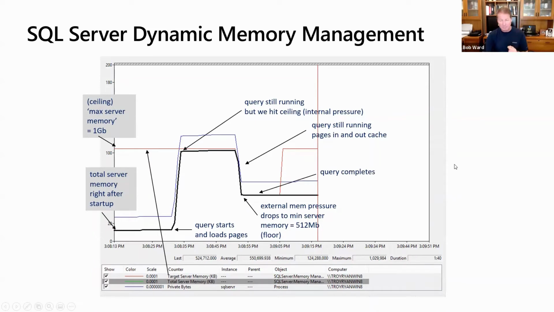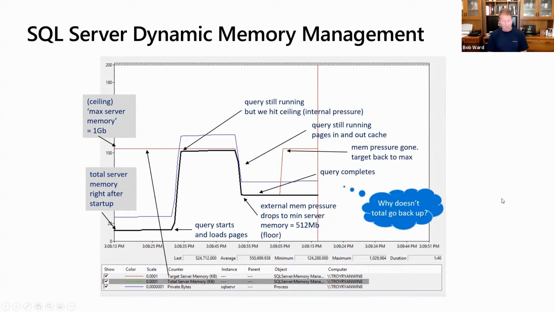And then if the query completes, notice here that the red line can go back once the external memory pressure is gone. But notice here that the green line doesn't go back up. That's because in this scenario, the query finished, we haven't asked for any memory. If the query ran again or another query comes in, we would then grow right back up to that red line, which is a great example of dynamic memory management. So you can see here, internal pressure, external pressure, growing, shrinking, and us adjusting depending on what's going on in the system. This is a perfect example of what you might see.